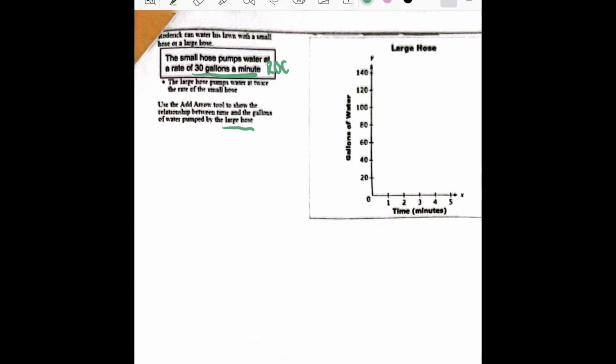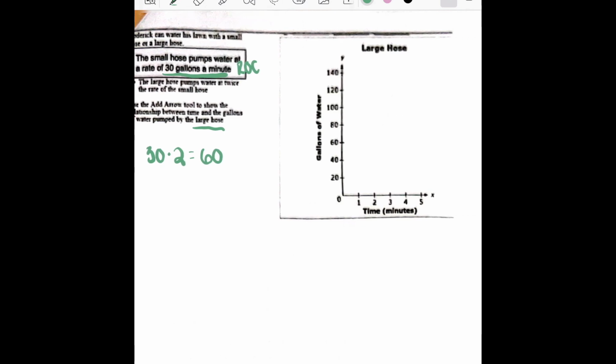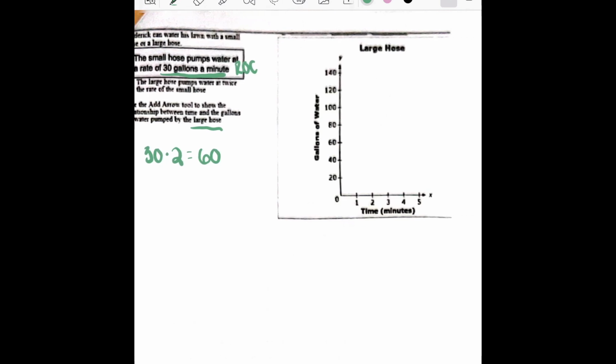Since we know the rate of change for the small hose is 30, the large hose pumps twice that. We are going to do 30 times 2, which is 60. That's our rate of change. We are going to go ahead and make a point at 0 first, because as no time has passed, no water is going to be pumped through. And then we always have an invisible 1 on the bottom for our rate of change.